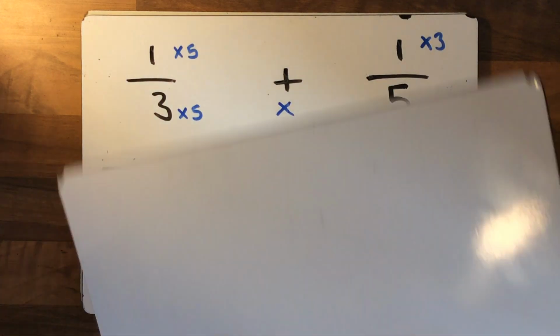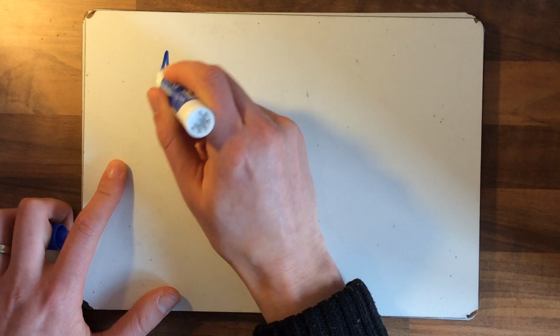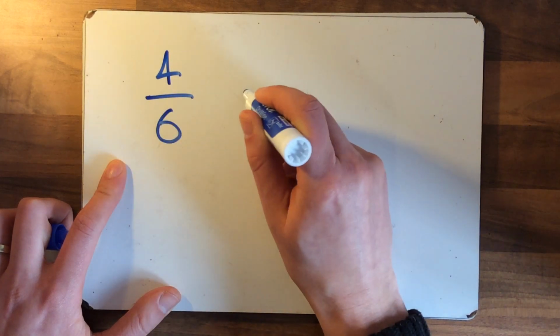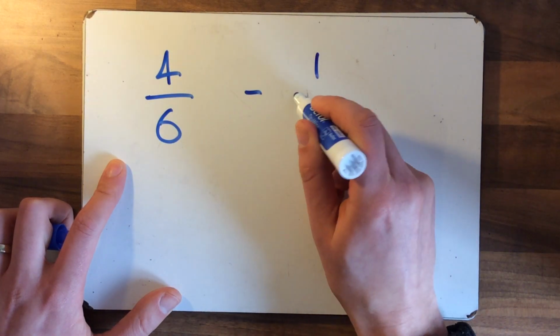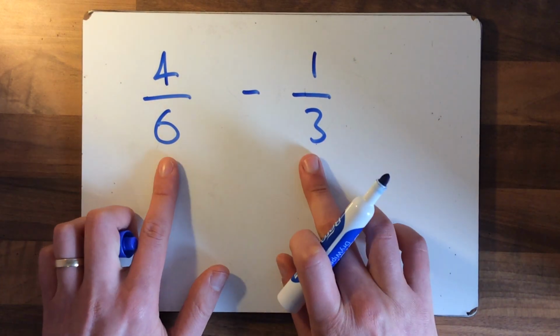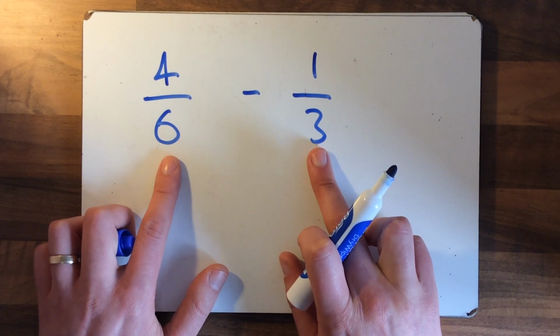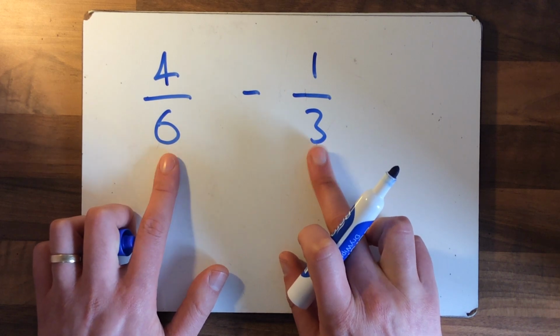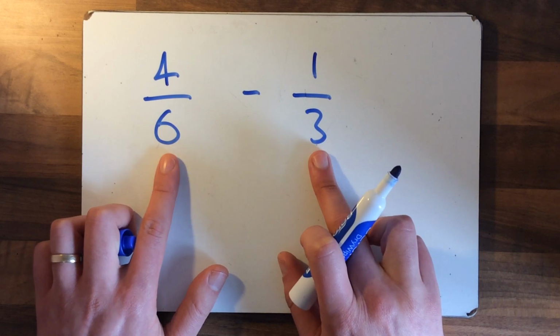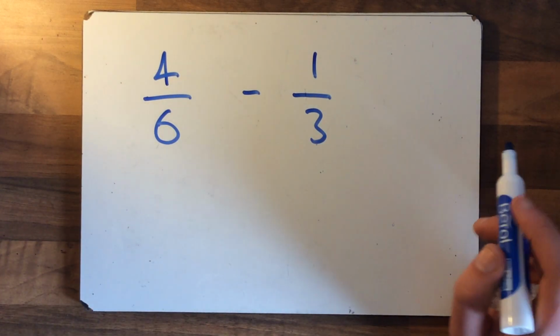So if we were to have a look at another one, let's do a subtraction now. So let's do 4/6 subtract a third. So 4/6 subtract a third. Now you can see here denominators are different. So when the denominator is different, we need to change the denominators into the same number, so then we can do the calculation, which is a subtraction in this case.